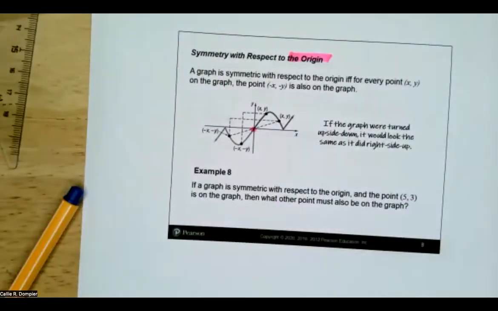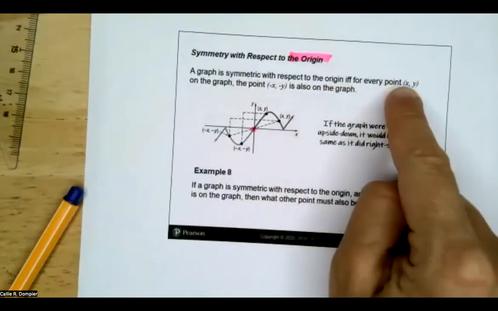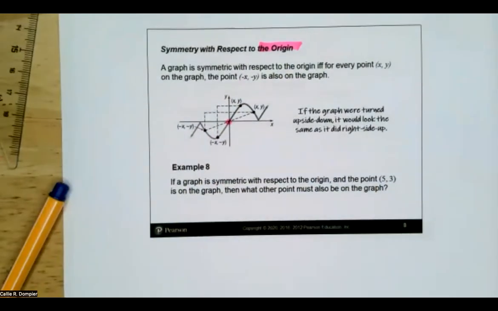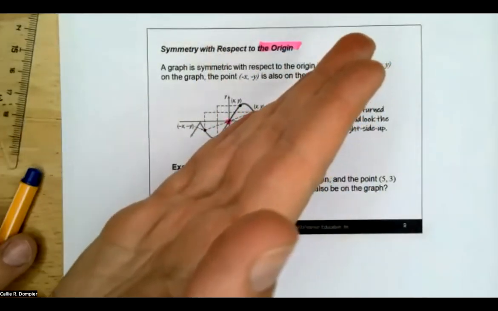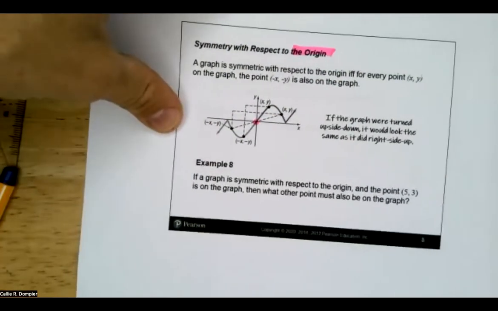The origin is not a line, it's just a single point, okay? A graph is symmetric with respect to the origin if and only if for every (x, y), the point (-x, -y) is also on the graph. So now we're changing both the x and the y values. Instead of holding a mirror up, you are turning the entire graph upside down.